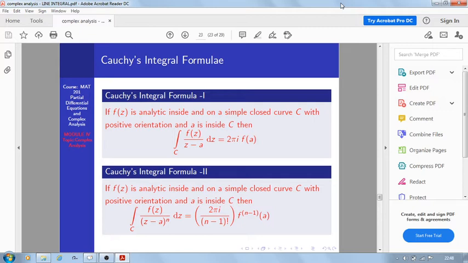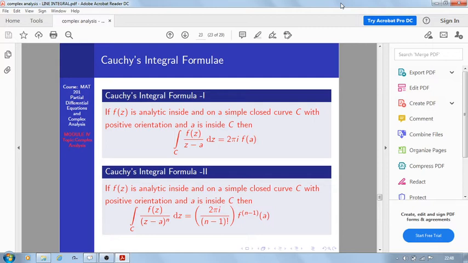So given an expression of the form f z divided by z minus a, check whether f z is analytic within C, whether a lies inside C, then you can write the integral as 2 pi i into f of a. If a is outside C, the integral will be 0.